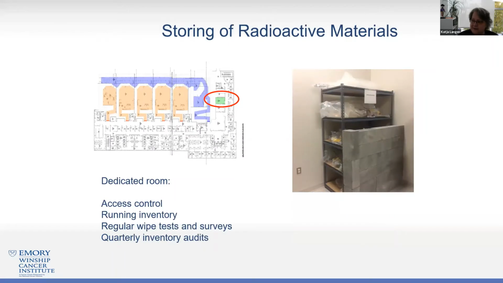If you deal with radioactive materials, you typically need a dedicated storage room. This room needs to have access control. You need to have a running inventory, regular wipe tests, and a quarterly inventory. Every quarter we audit the inventory.